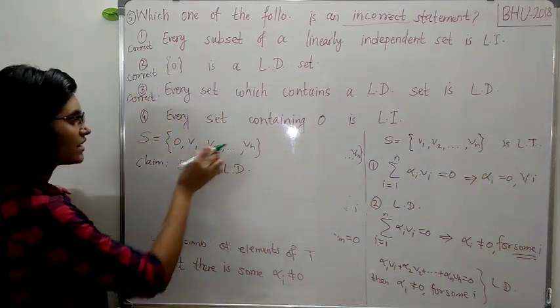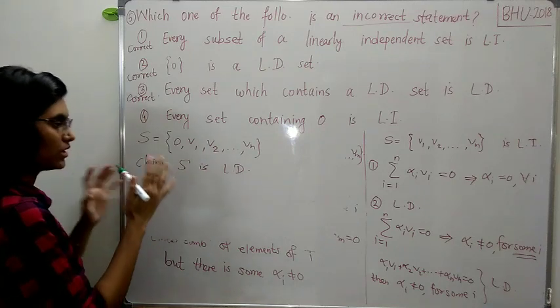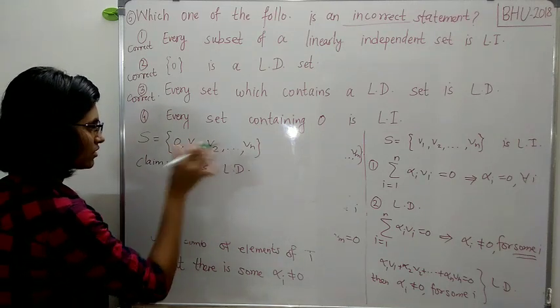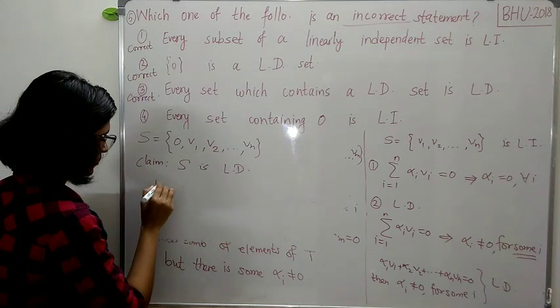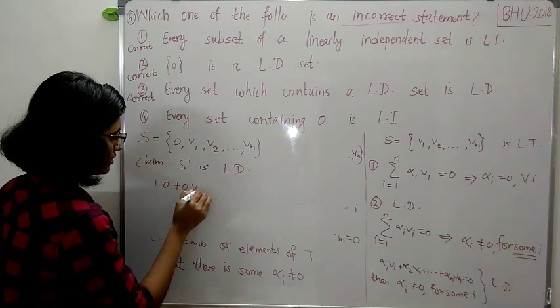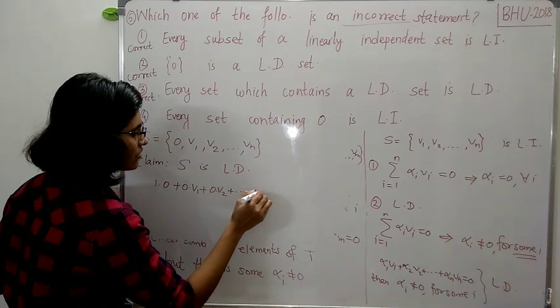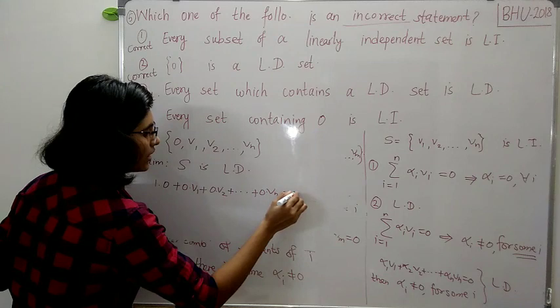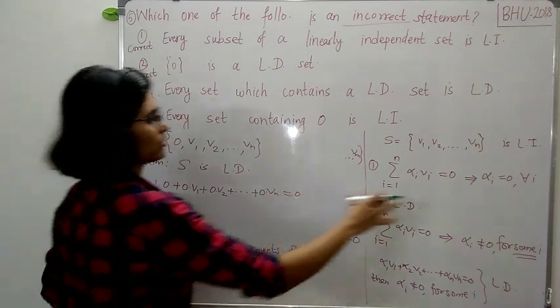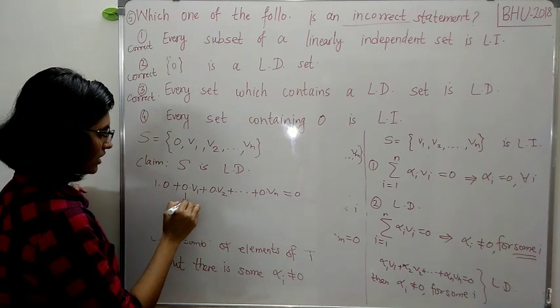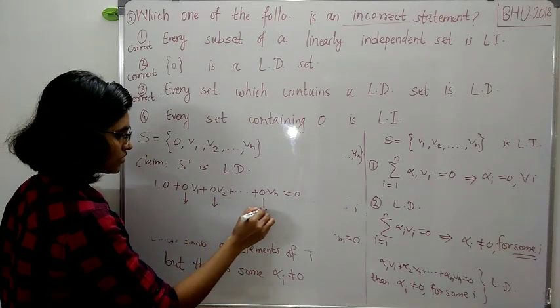So take the linear combination of this. Now we can take any linear combination. So we can write the linear combination as, say, 1 into 0 plus 0 into v1 plus 0 into v2 and so on plus 0 into vn, and take the linear combination equal to 0. Now let us look at this. This scalar is 0, this scalar is also 0, this is also 0.